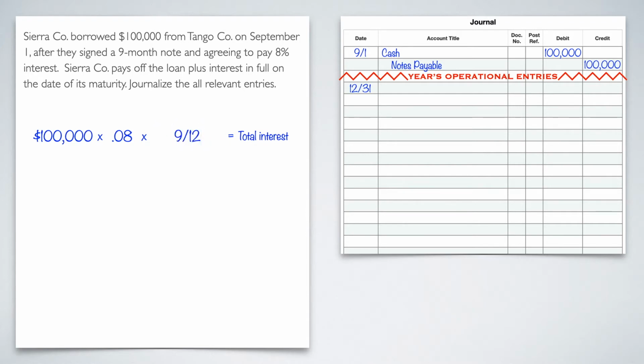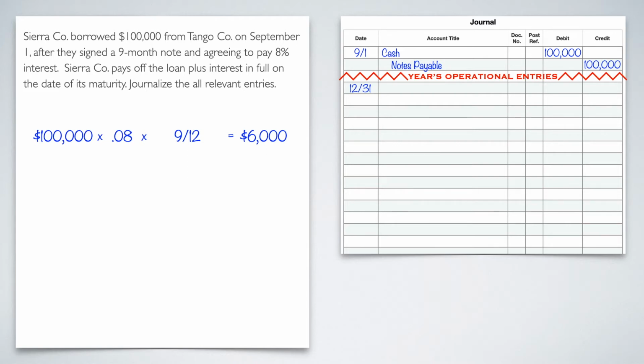If this was a 1 year, then we would do 12/12, which is irrelevant, but just to do it for formality reasons. But this one's 9 months, so we'll do 9 months over 12 months. And that will give us a total interest of 6,000. So by the end of the life of this note, by the end of the 9 months, we will have accrued $6,000 interest. But that's not how much we've accrued up to December 31st. We need to figure out how much we've accrued just up to December 31st.